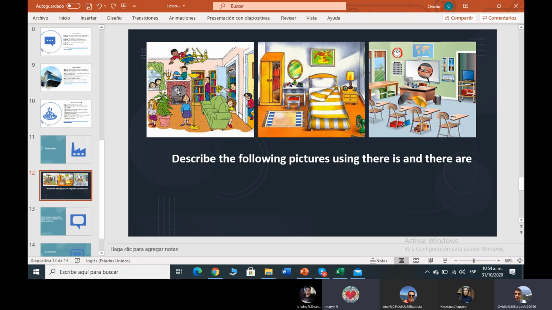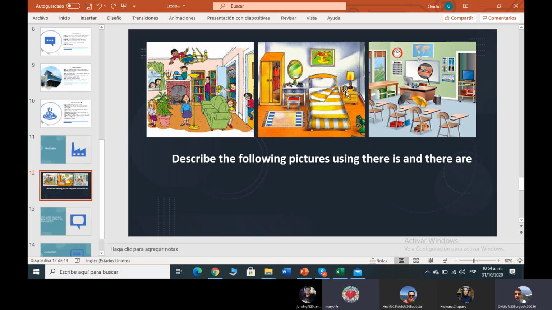There is a chair. There is a table. There is a clock. ¿Cómo se dice? How do you say? Esto que suena, la alarma. Alarm? You can say alarm, but in that case, it's a clock.